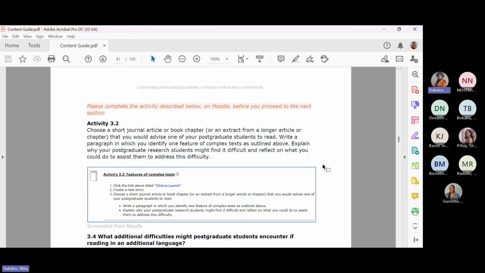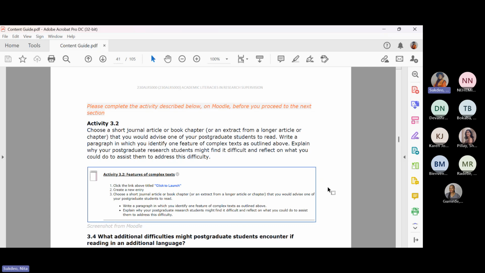So maybe you gave them a text, or it may have been outside of their discipline. Maybe it's within the discipline, it's hard to read, it's hard to grasp. But what did they find difficult about it? What could they find difficult about it? And how did you, as a supervisor, address these difficulties? And that gives you a total of 6 marks.